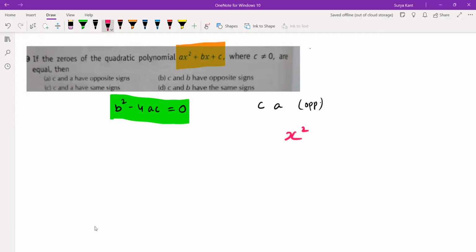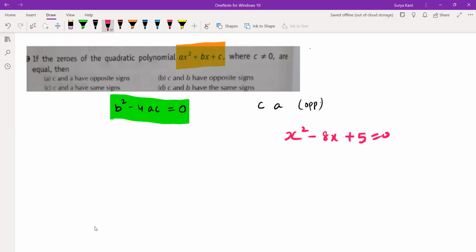Suppose I give you x square minus 8x plus 5. How do you solve this equation? You can't split the middle term. Then how do you solve it? Tell me. Do you have any idea about this? Because we have discussed it in the last class only, I think. Right.